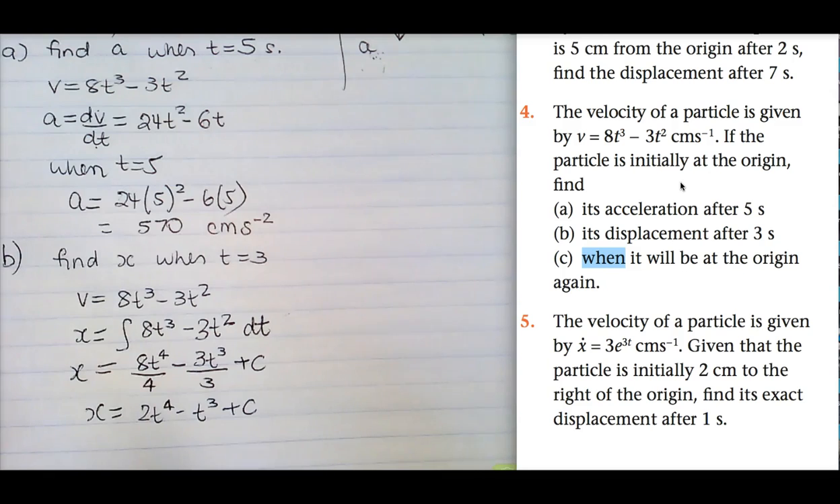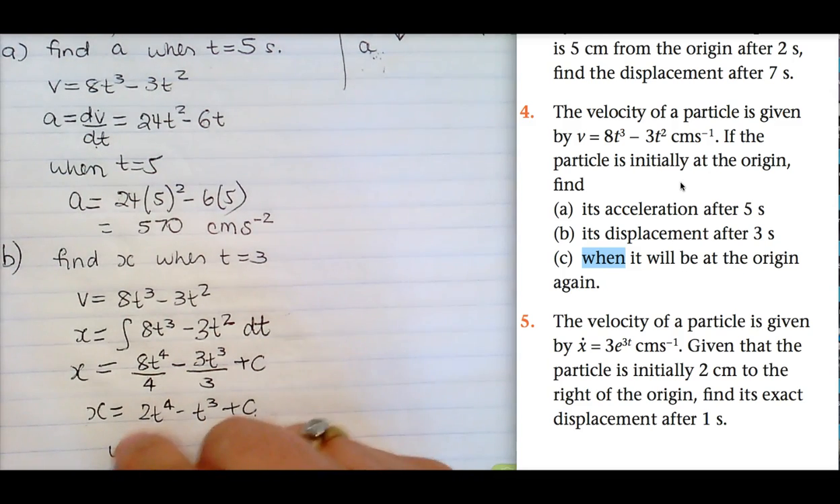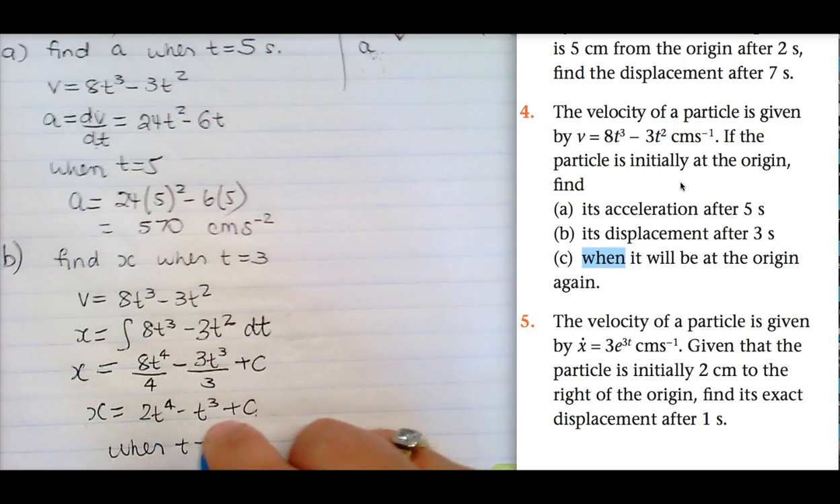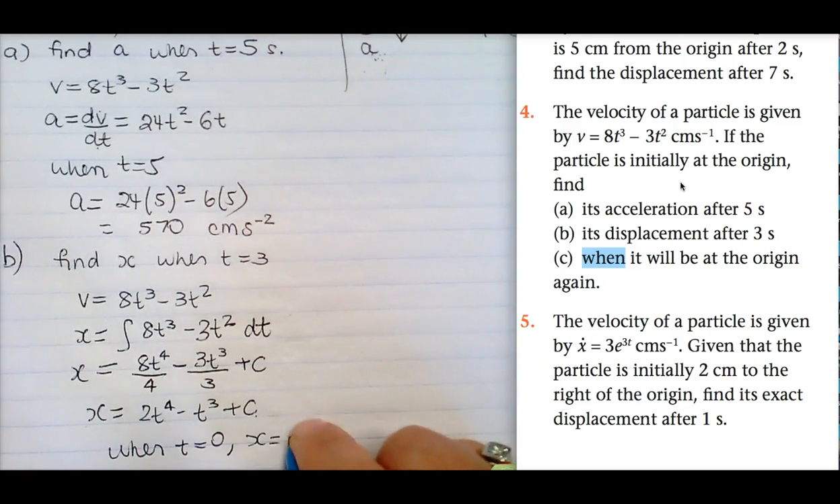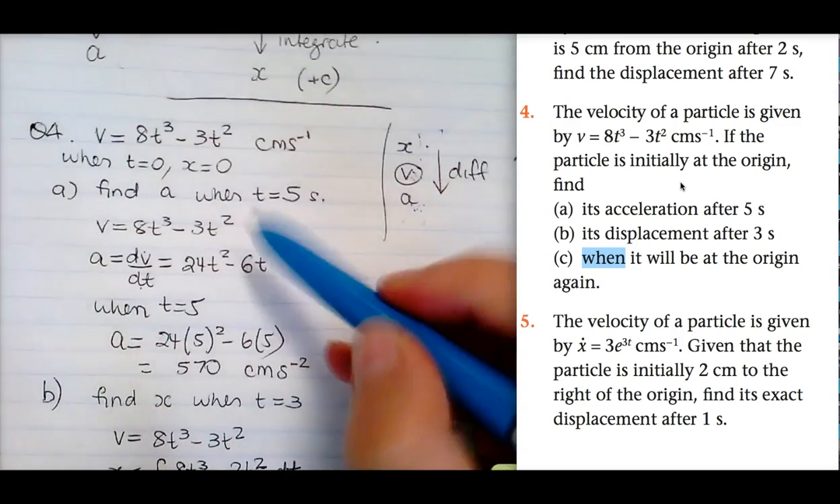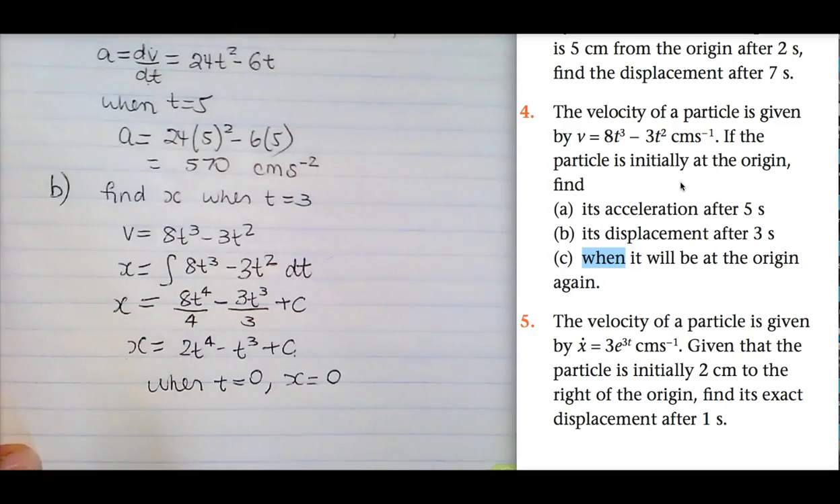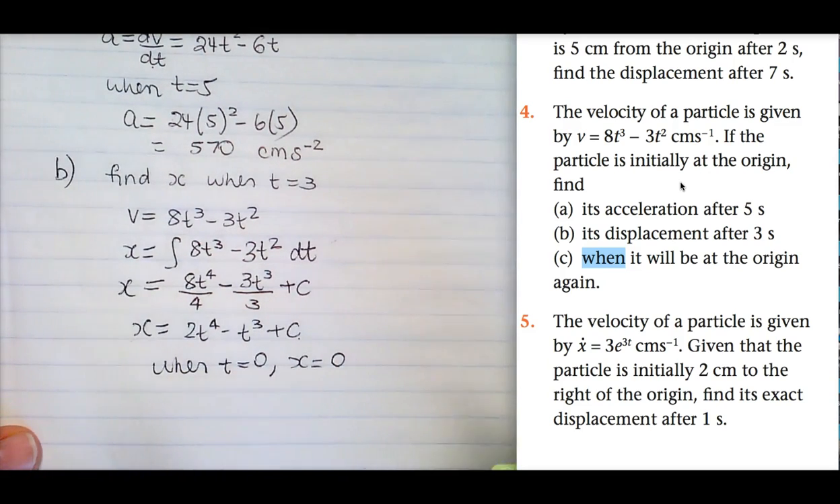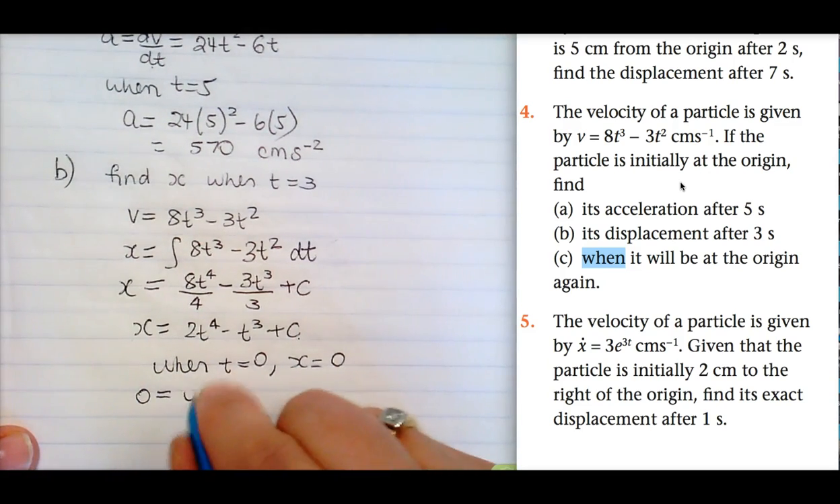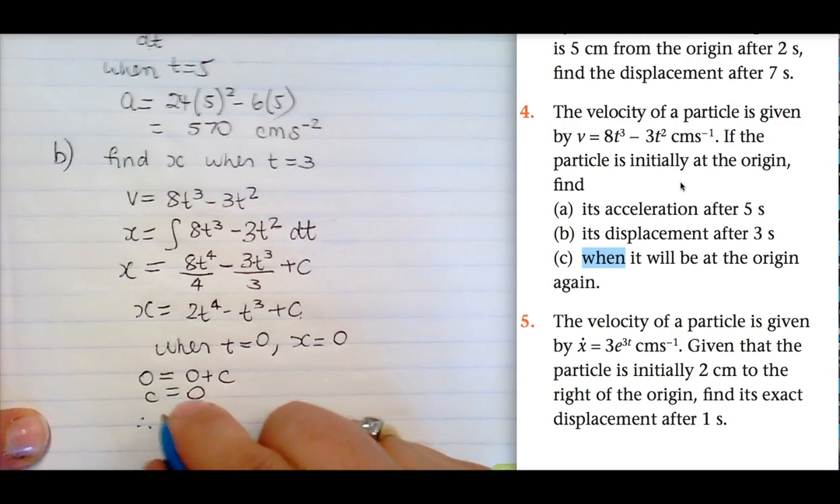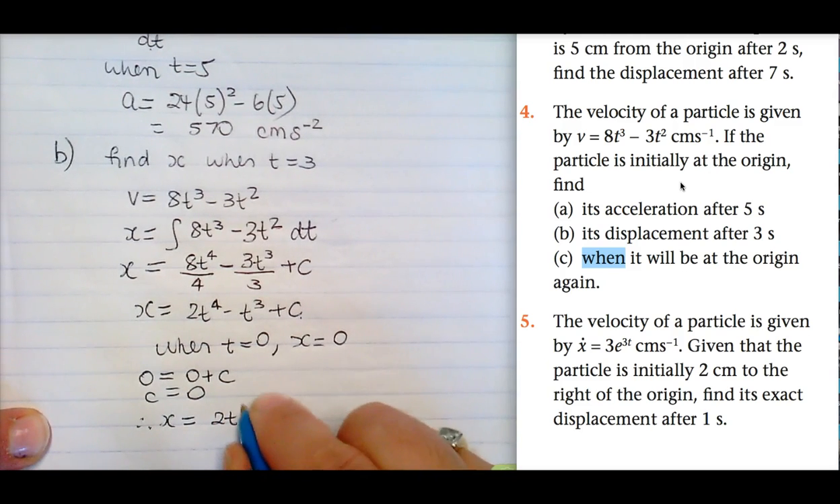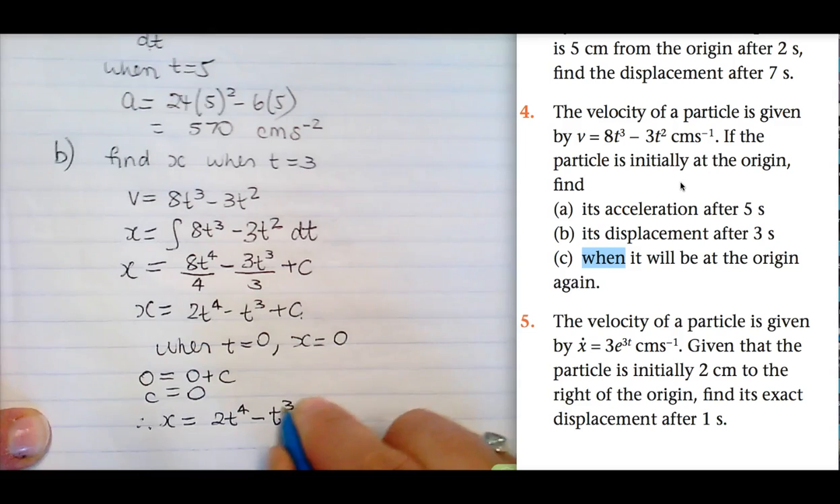Now I need to work out c, so I need something about t and x. It was given in the question. When t is 0, x is 0. Remember? It's up here. It was in the question. So we put that in. When t is 0, x is 0. What do you get? C is 0. Therefore, that's a nice one. X equals 2t to the power of 4 minus t cubed.